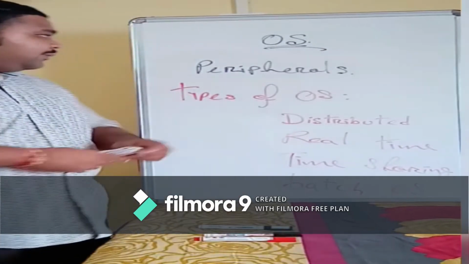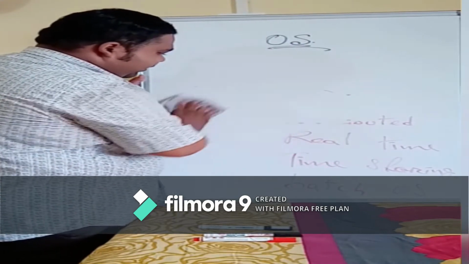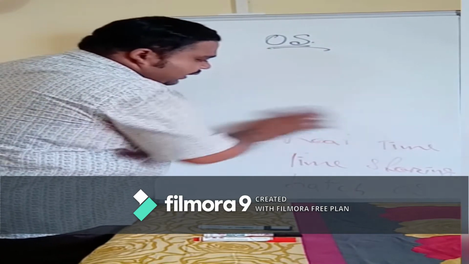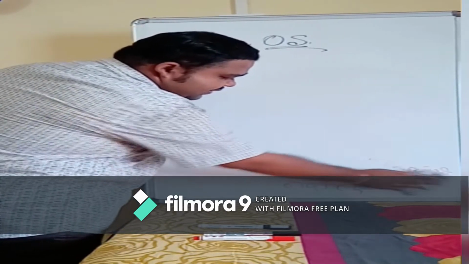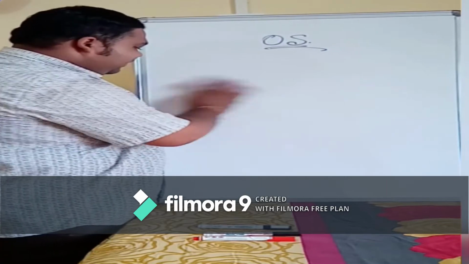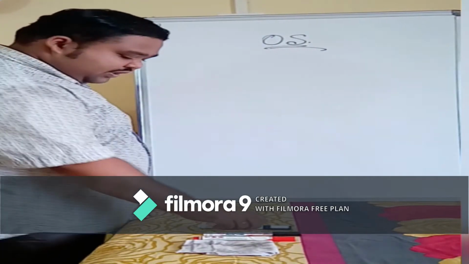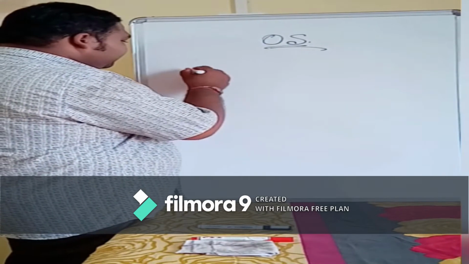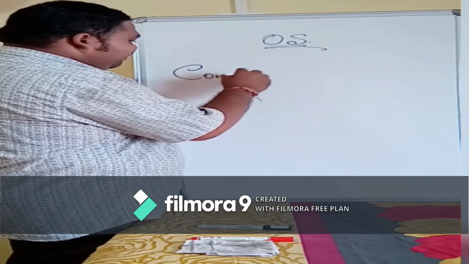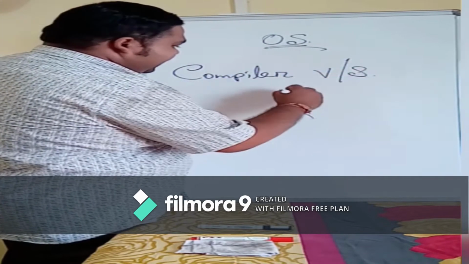Now we will discuss about compiler versus interpreter. What is compiler and interpreter? So as you all know that computer doesn't understand high level language. C, C++, Java, all these are high level language. Computer doesn't understand high level language. What does computer understand? Computer understand what we are discussing? Compiler versus interpreter.